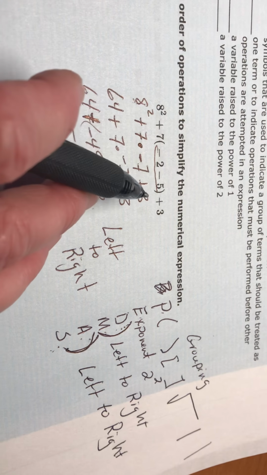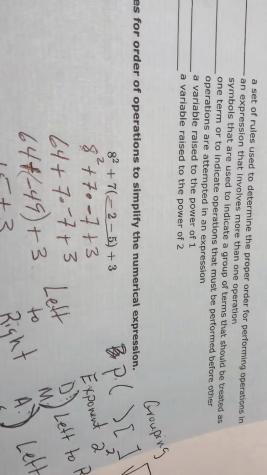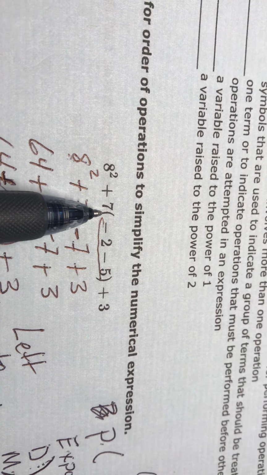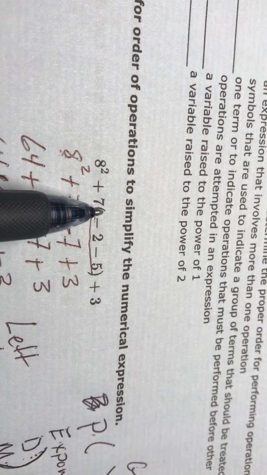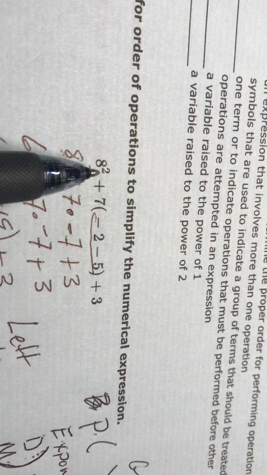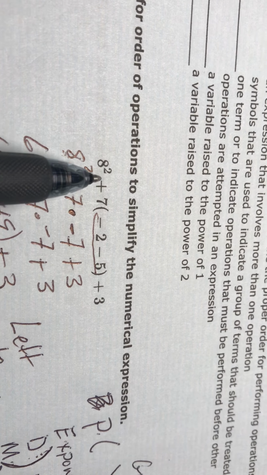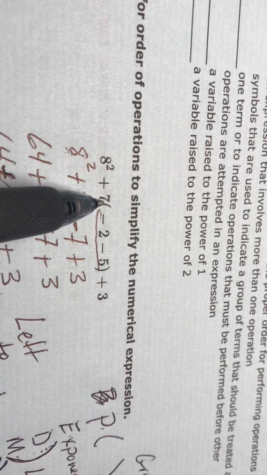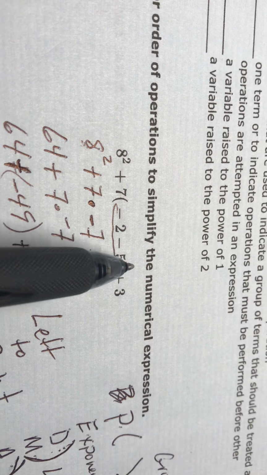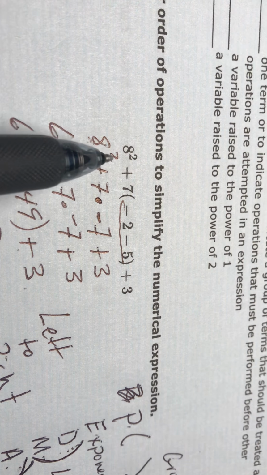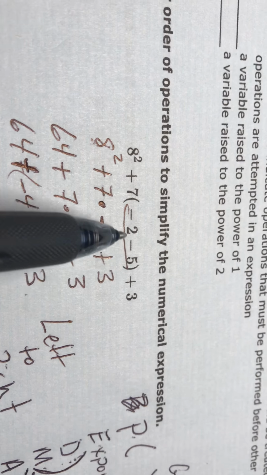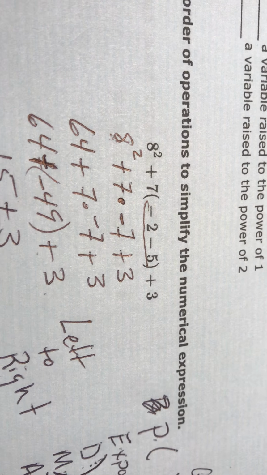Now you could put all of this in your calculator. If you choose to put it all in your calculator, which is a tool, use it to its extreme. There should be parentheses on your calculator, and you type it in exactly how it is. 8 squared plus, you may have to put a times right here depending on your calculator, 7 times parentheses -2 minus 5 parentheses plus 3, because a calculator will use the order of operations every time if you put it in right. So FYI, there's nothing wrong with using your calculator.